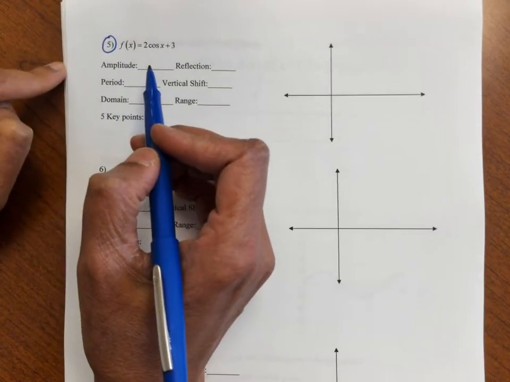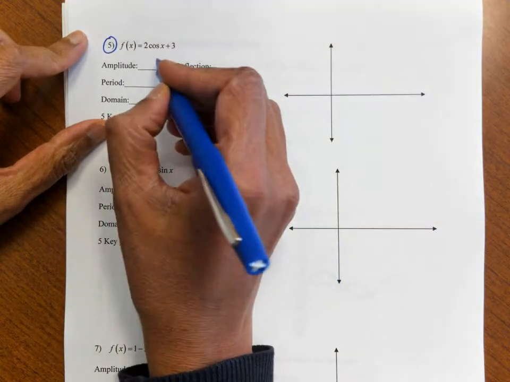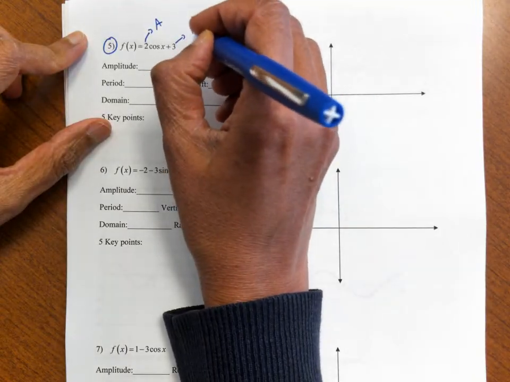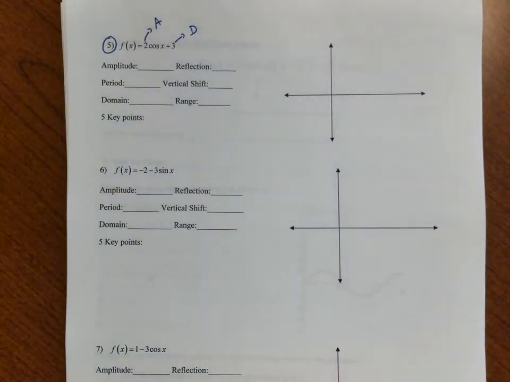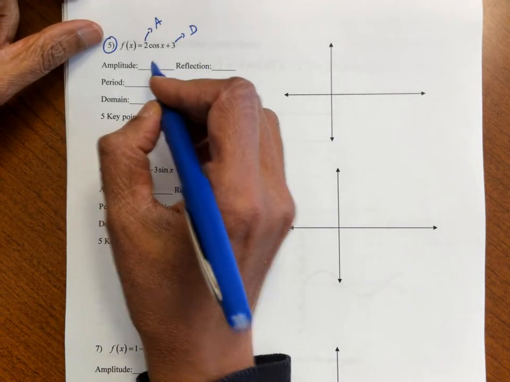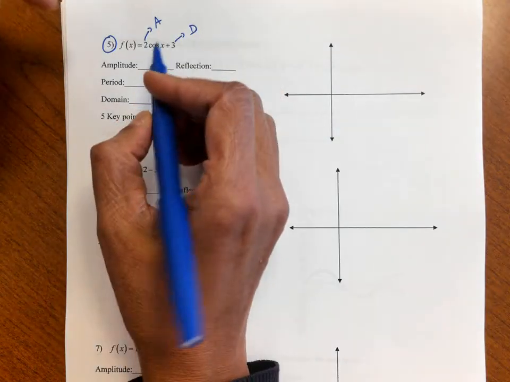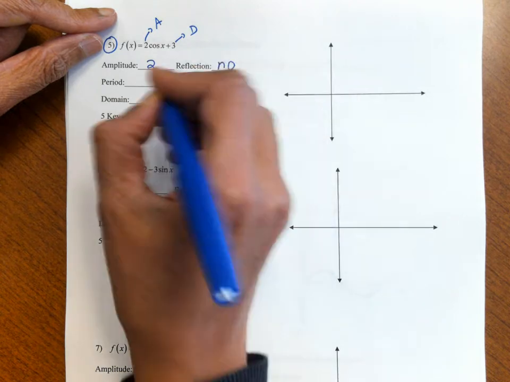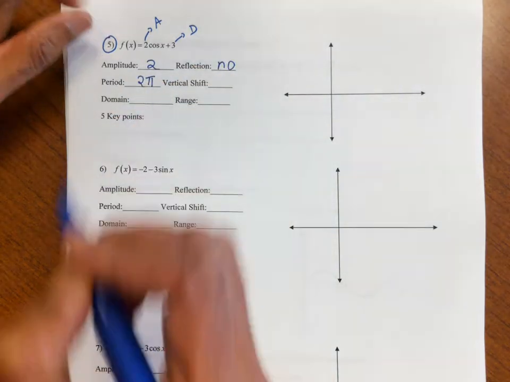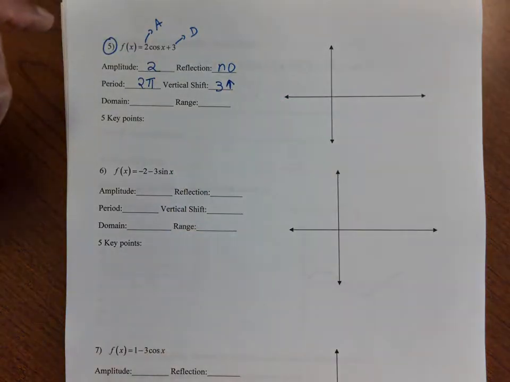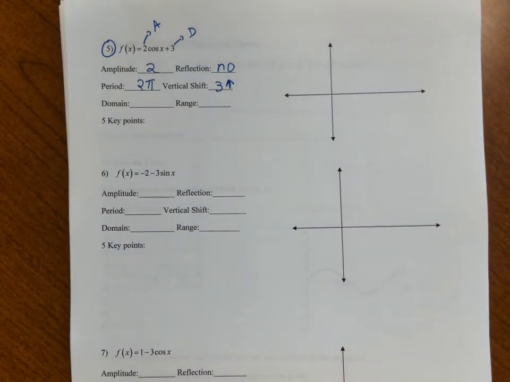Okay, so here my amplitude is 2, right? This is A and this is D. We haven't learned how to do B and C, and we are not doing that in this section. This section only has amplitude change and vertical shift, so there's no change in the x so far. So amplitude is 2, reflection is no, period stays as 2 pi, vertical shift is 3 up, and we'll get to the domain and range in a minute.